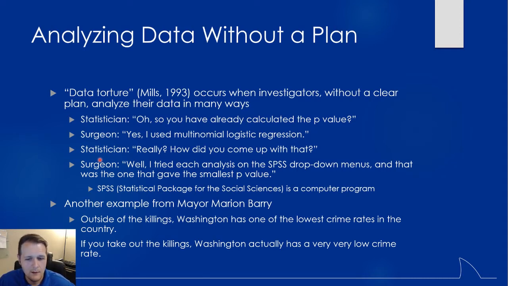Okay. Another example of this: there's a famous mayor, Marion Barry, mayor of Washington, D.C., and he said, outside of the killings, Washington has one of the lowest crime rates in the country. Well, yeah, if you take that out, it glosses over the fact that you still have a lot of killings there, right? You can't really whitewash over some of those individual data points, so it's important to make sure you're having really fair comparisons, as you'll see.